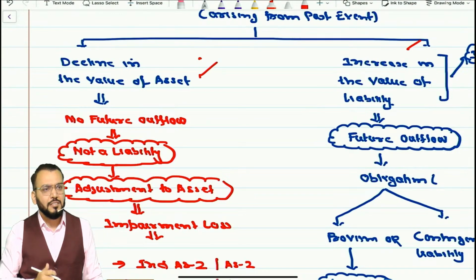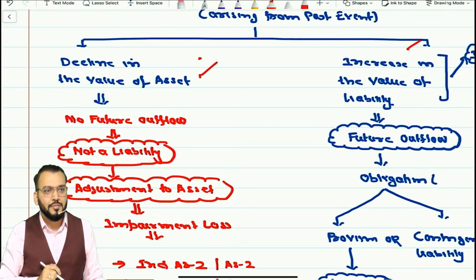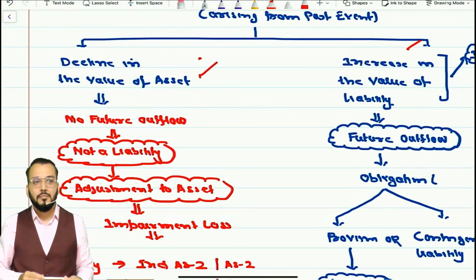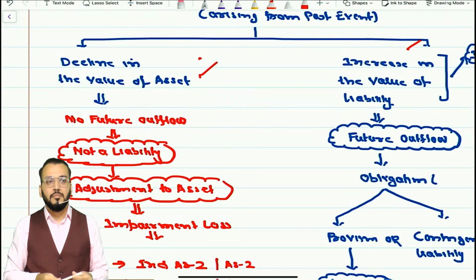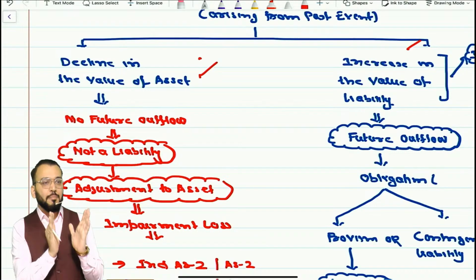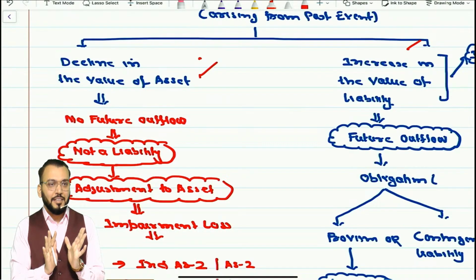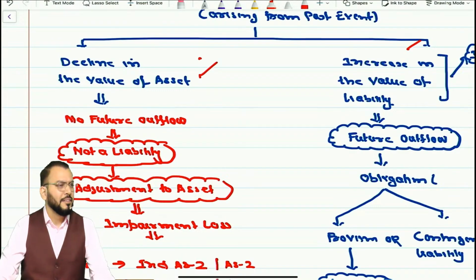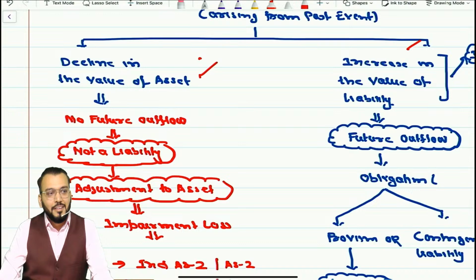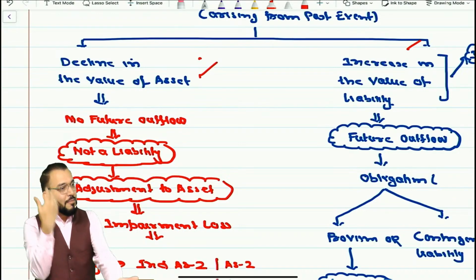Neither this nor this. Why? Means you are saying depreciation is not a decrease in the value of asset, and this is not due to conservatism. 100% correct. It will neither come in the first part, nor in the second part. Means depreciation is not a decrease in the value of asset only.